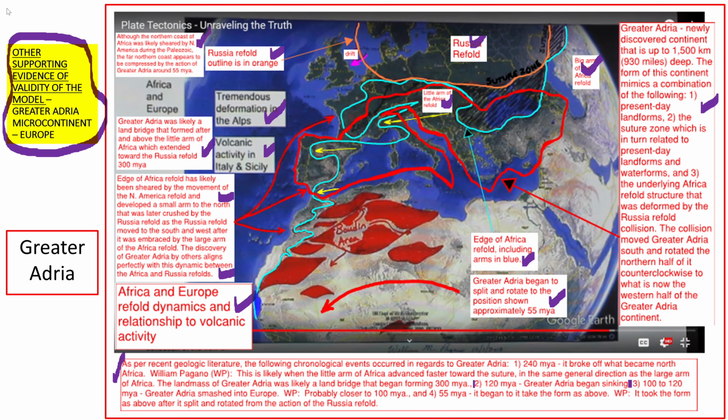And 4, 55 million years ago, it began to take the form as above. According to my model, it took the form as above after it split and rotated from the action of the Russia refold. That's what I was explaining here. So it took it and crushed the arm and sheared everything.